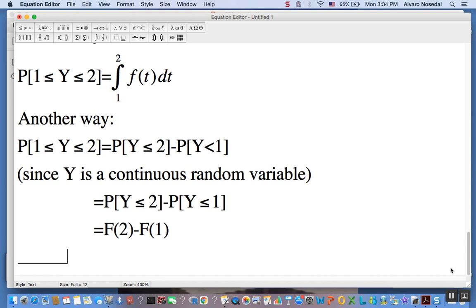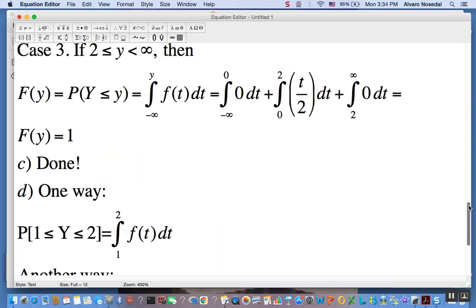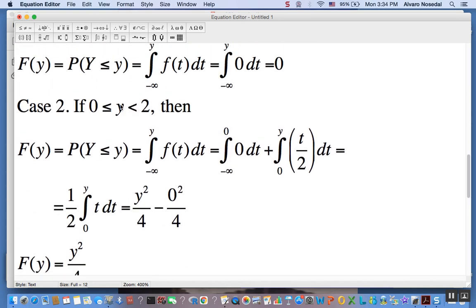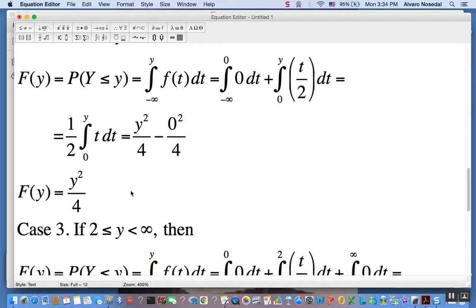So that's the first one. 1 minus, and now I need f at 1. And then we go, if y, oh, y is 1, that's between 0 and 2. In that case, the one I want to use is this, y squared divided by 4.